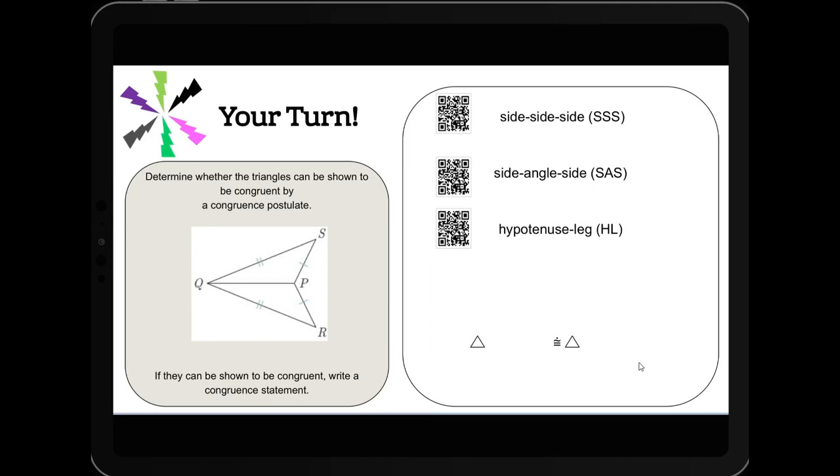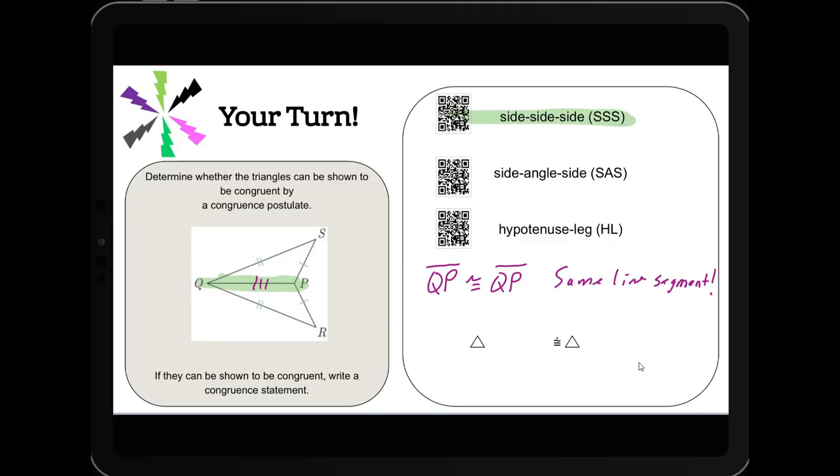So in this case, we should have said SSS. Notice how they share the side QP. So when they share QP as a segment, QP is congruent to itself, right? Because again, it's the same line segment, so therefore they're congruent to each other. So that's the third side for both triangles.